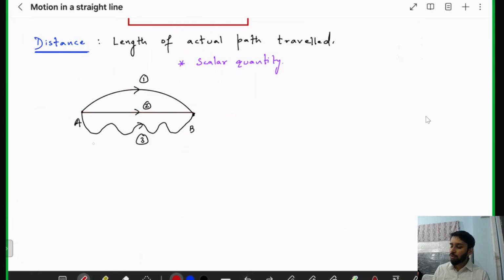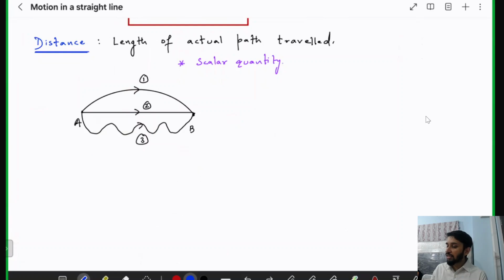And if you're going through the third path like this, distance will be the length of this curved path, whereas displacement will be the straight line joining A and B. So in case one, distance will be more than the magnitude of displacement, whereas in the second path distance and displacement will have the same value. In the third path again, distance will be more than the magnitude of displacement. So here we can see one general relation between distance and displacement.